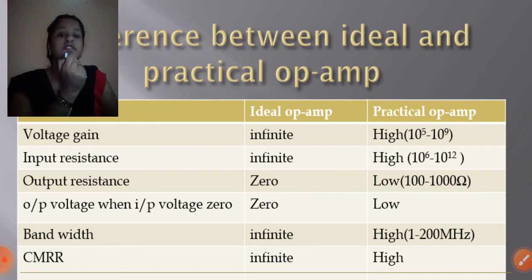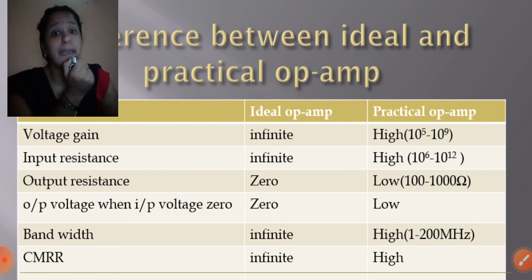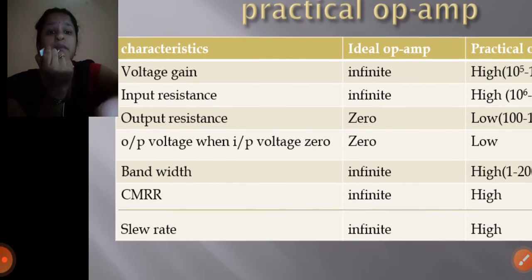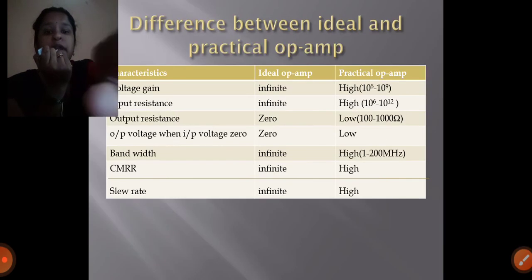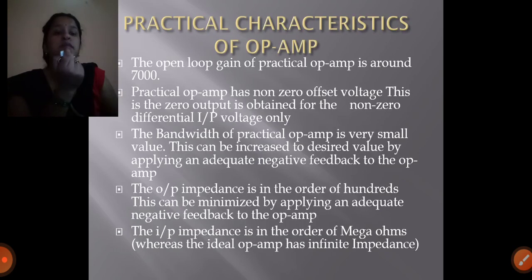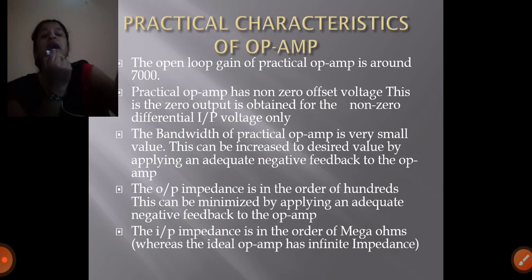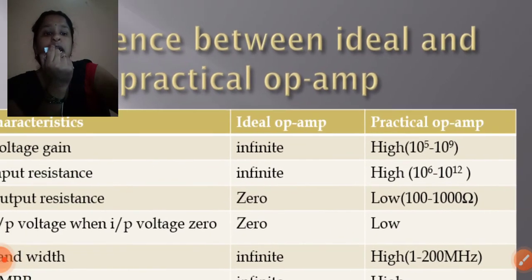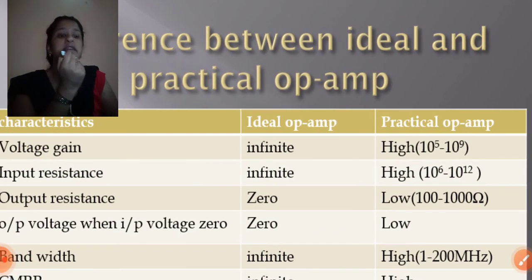The input resistance, otherwise input impedance, is high. High means it is in the order of megaohms. We have already explained that in the practical operational amplifier, the input impedance is in the order of megaohms. The value they have mentioned here is 10 raised to 6 to 10 raised to 12, starting from the megaohm. Yes.